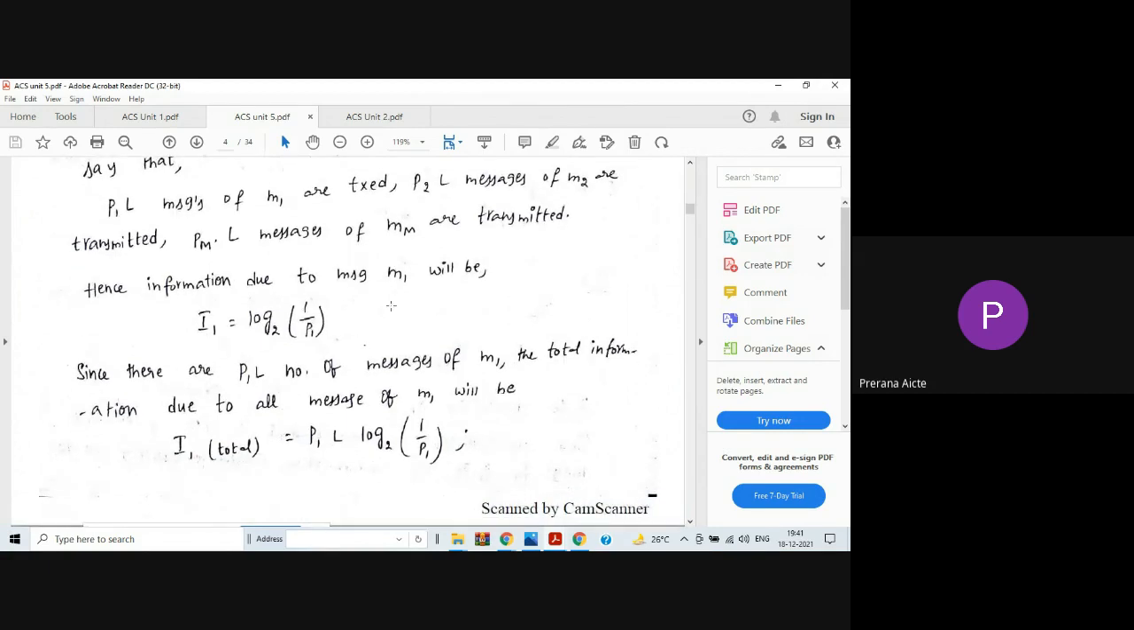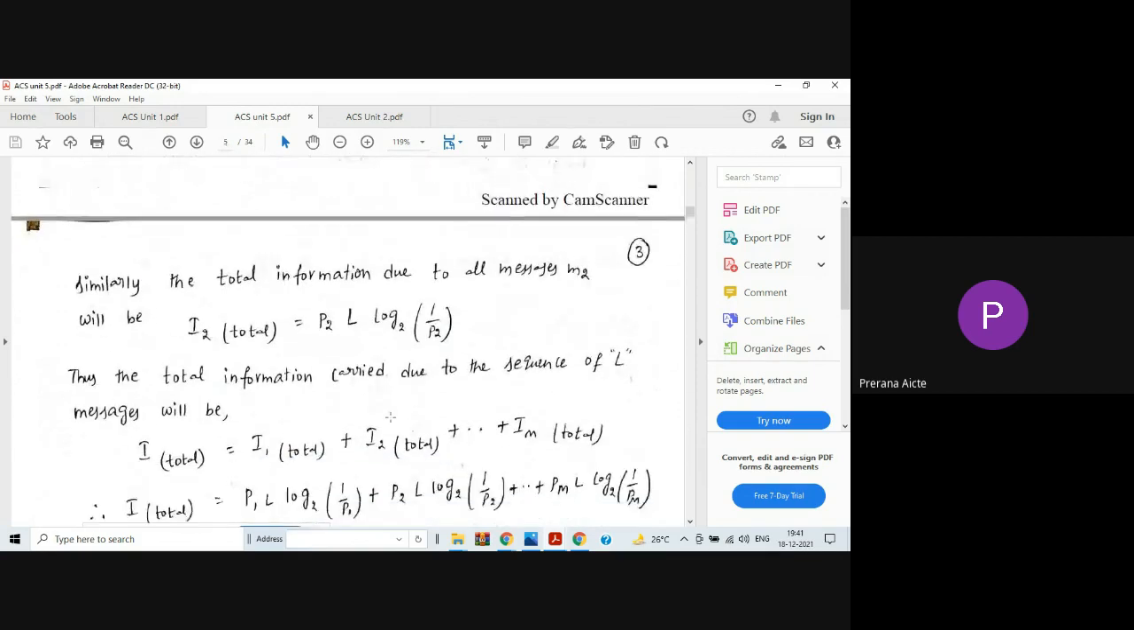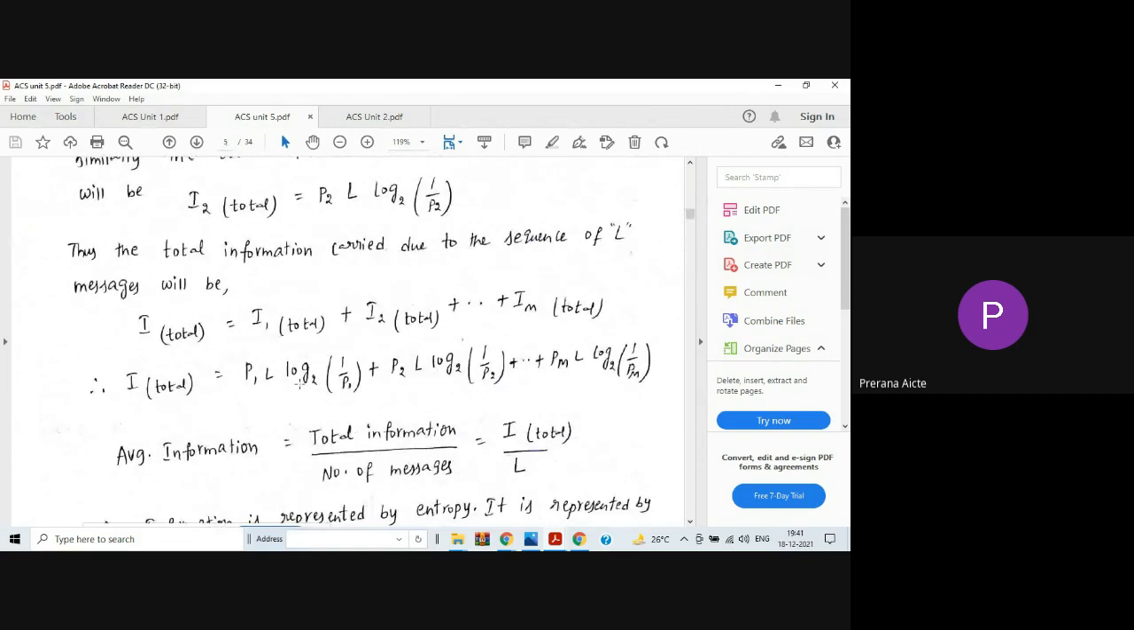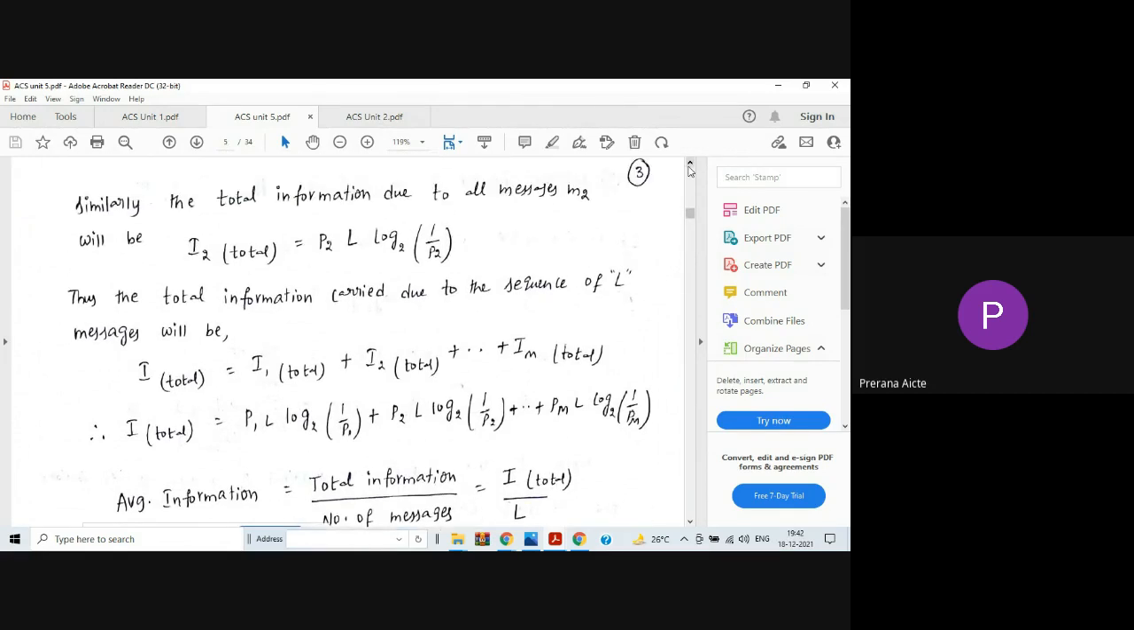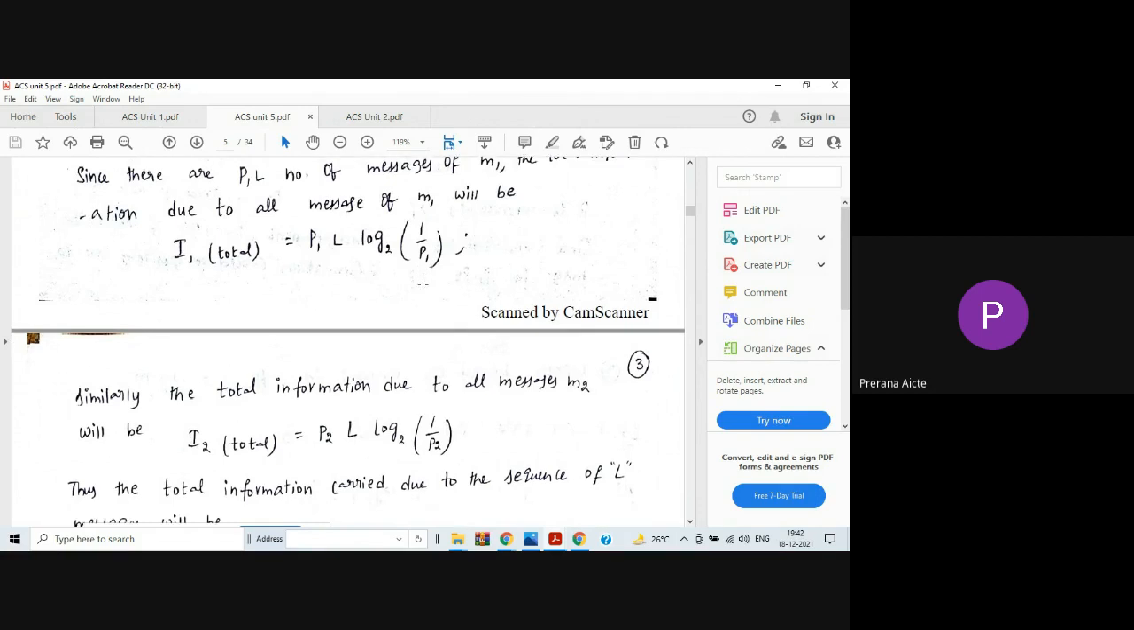The information due to the message M1 is I1 equal to log of 1 by P1, with base 2. Similarly, the total information due to all messages is I total, and I1 total equals P1 into L log of 1 by P1.